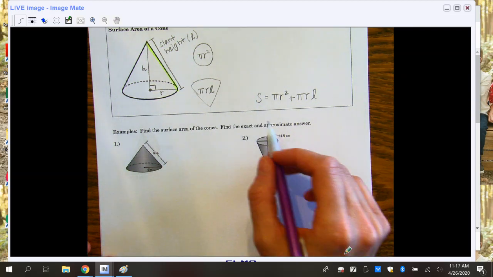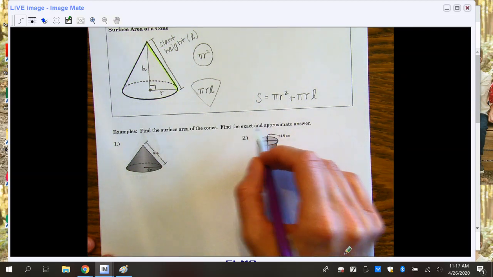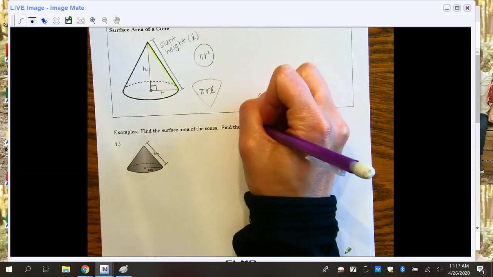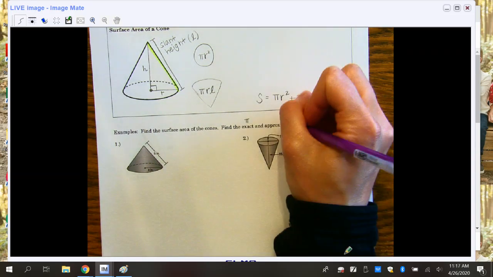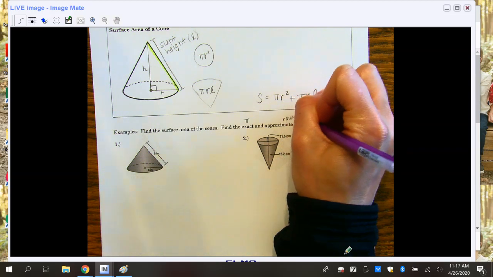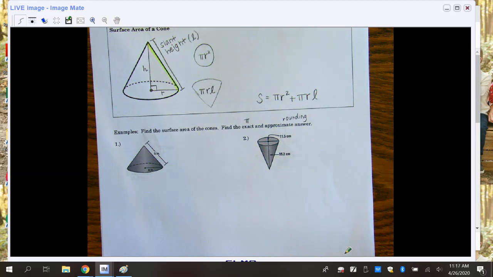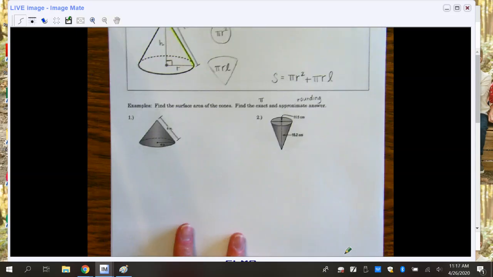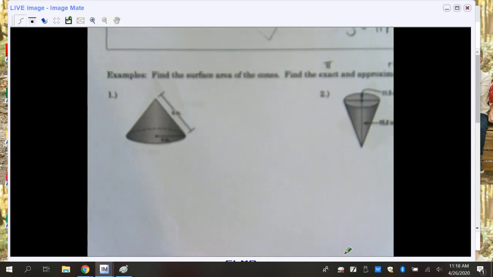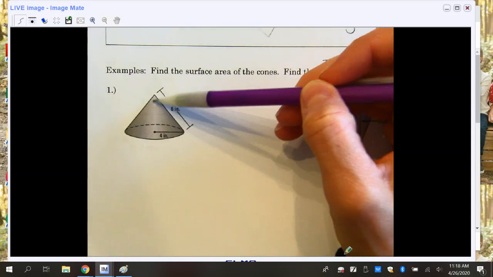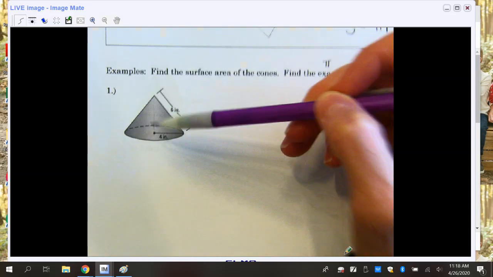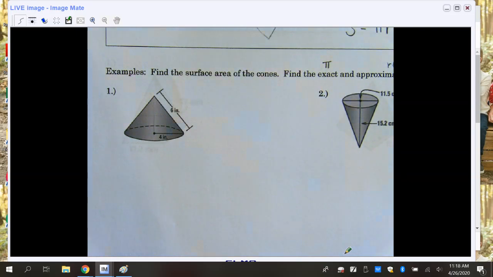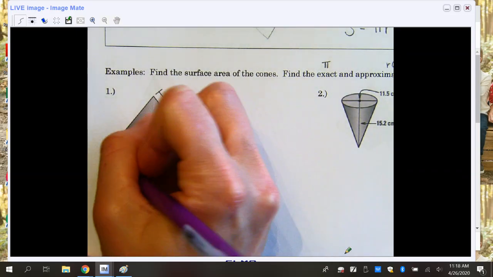All right, so just like we did with cylinders, we're going to be working on finding the exact and the approximate answer. So exact means you're leaving pi in your answer. The approximate answer means you're rounding your decimal. Okay? All right, so here is my first cone right here. And again, the information we need are the radius and the slant height, which I know in both of these. We don't need to know the height of the cone when you're finding the surface area. When we go to talk about volume, we'll need to know the height for that, but not for surface area.